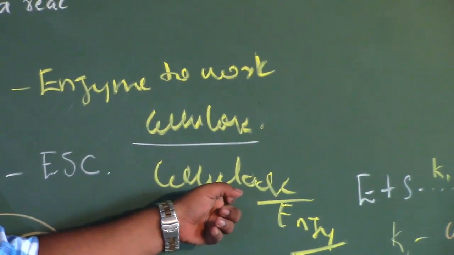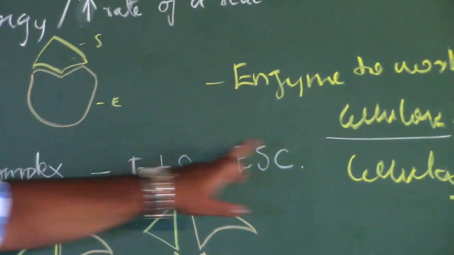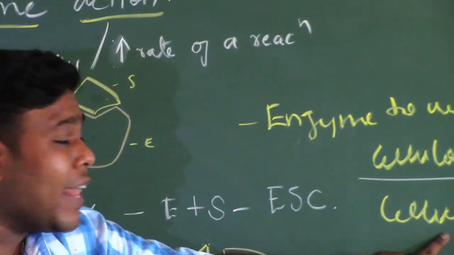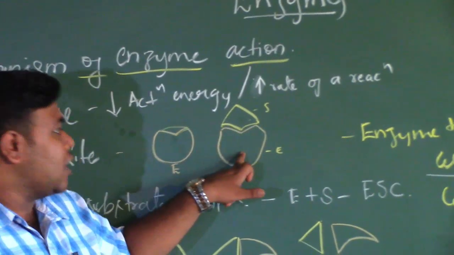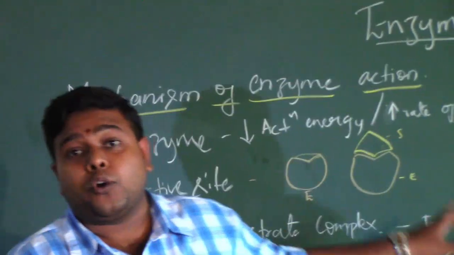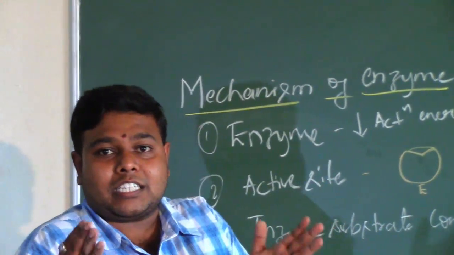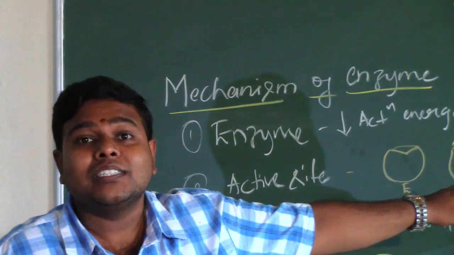How will this cellulose break? Here the cellulose will act as the substrate and the enzyme is called cellulase enzyme. When there is a combination of cellulose with the cellulase enzyme, it can break the cellulose into numerous parts. This is the structure of your enzyme and this is the knowledge about your active site.